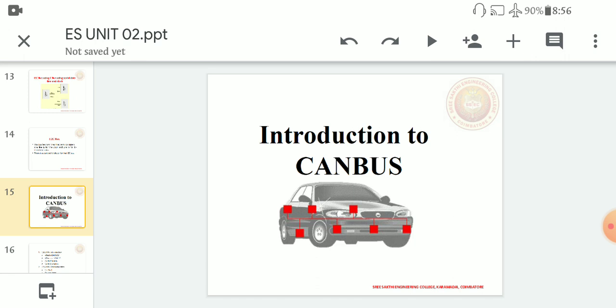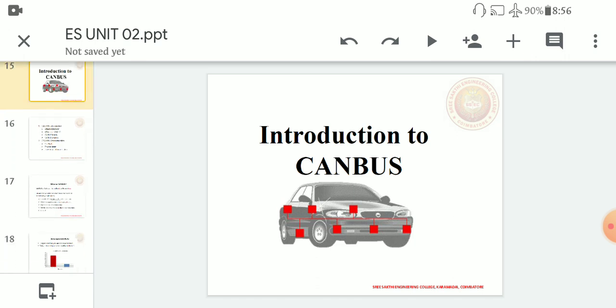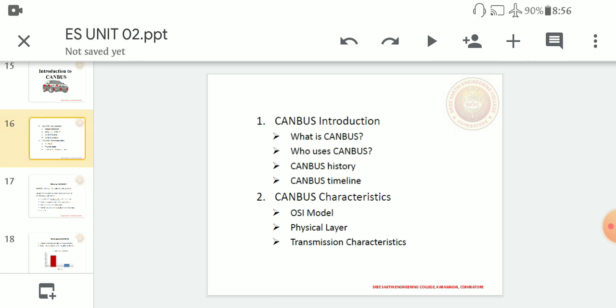It is mostly used in automotive systems. And here are the glossary points of what we are going to see in the controller area network: what a CAN bus is, who can use this CAN bus, what the history and timeline are, and the characteristics of the CAN bus.